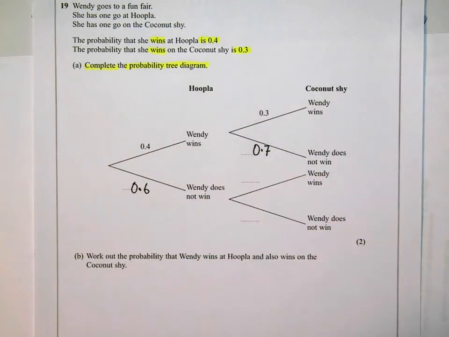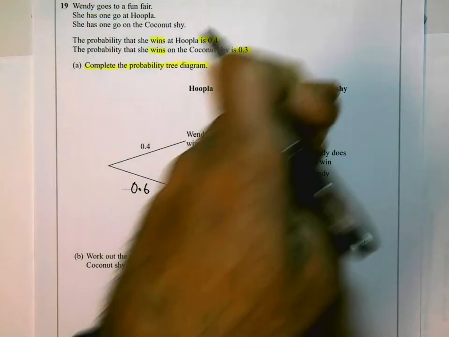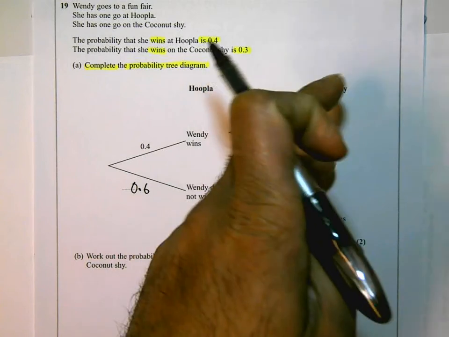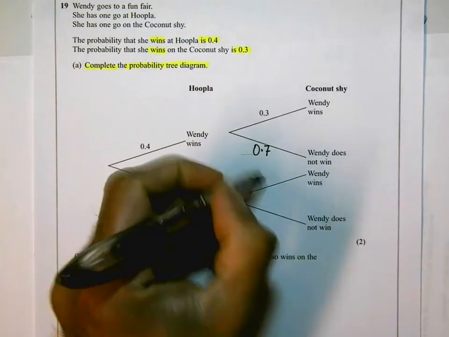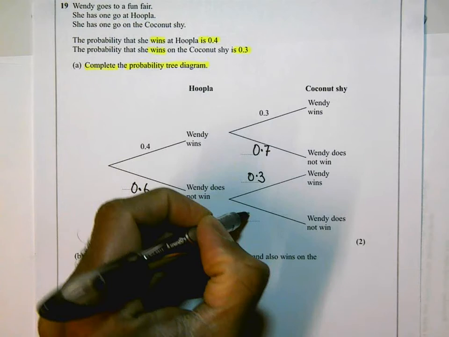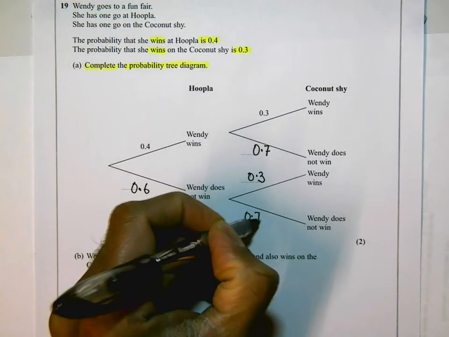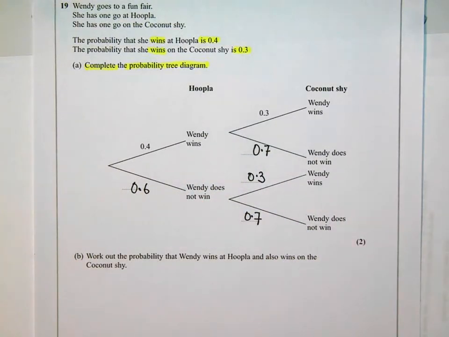Right, and those 2, because they're for coconut shy, that Wendy wins and Wendy does not win, they're going to be the same over there. So 0.3 and 0.7. Okay, that's 2 marks easily, and it took us 30 seconds to do that. Make sure you can get that. Make sure you can do that in the exam.